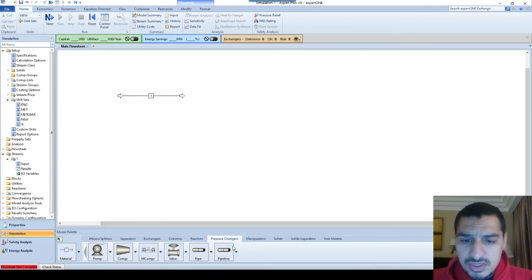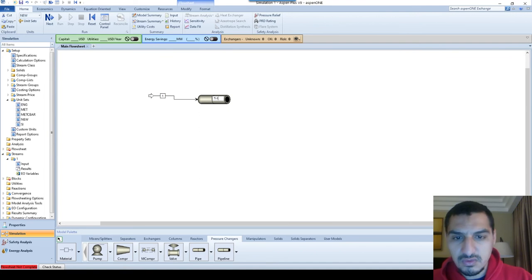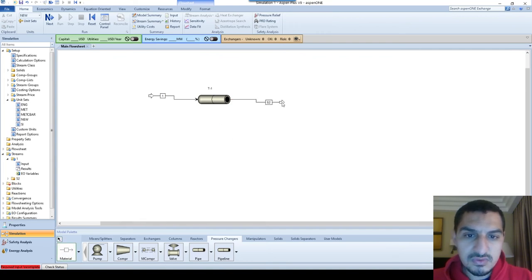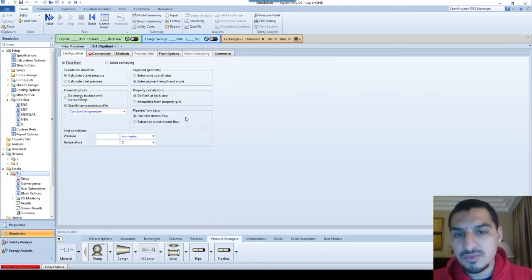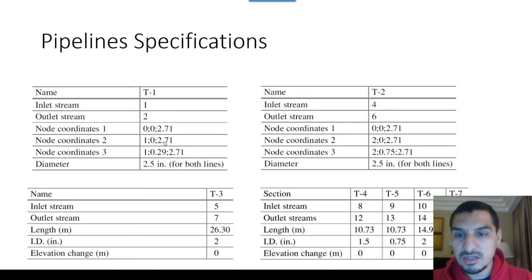And now for pressure changes, we'll go to the pipeline, and again this is going to be the core of the work of today. So I'm going to call it T1 as it is named here, and we'll define the outlet stream, which is stream number 2. And now comes the interesting point. We need to define the pipeline. And the pipeline, as we see here, consists of 3 nodes. And we have here the coordinates, and we know the diameter.